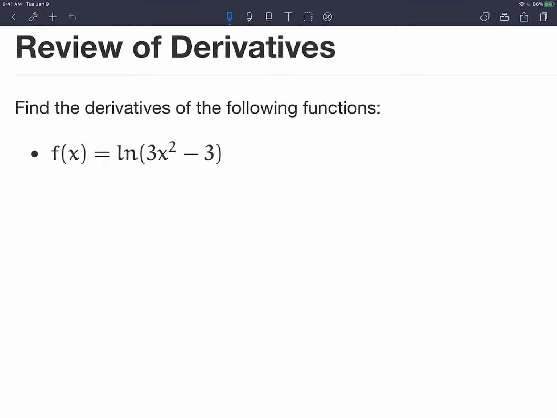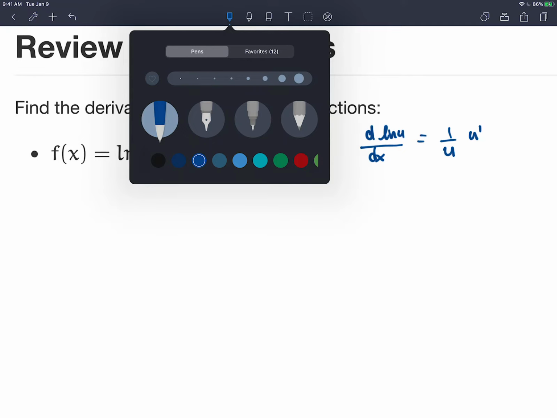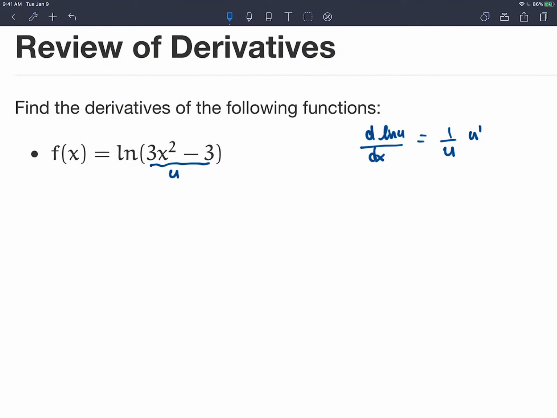So in this example, I have the natural log of a function inside here. So we usually call that u. And the rule for the derivative of the natural log of u is 1 over that function u times the derivative of u. So I'm going to write du dx or u prime, right? I'm going to mix notations here, one way or the other.